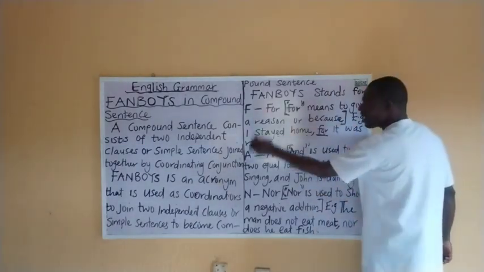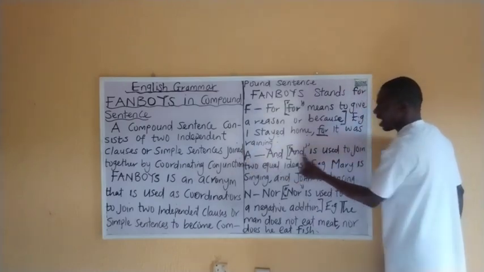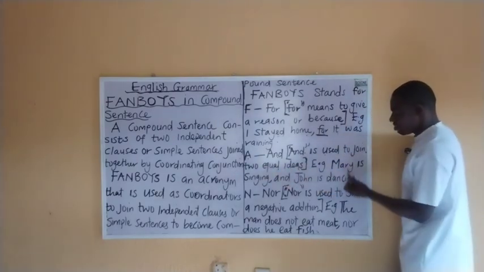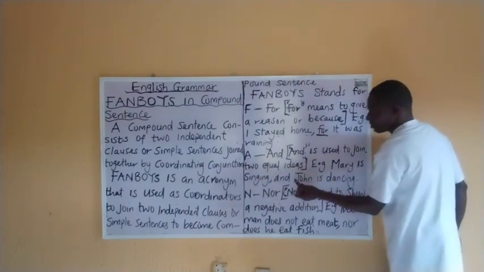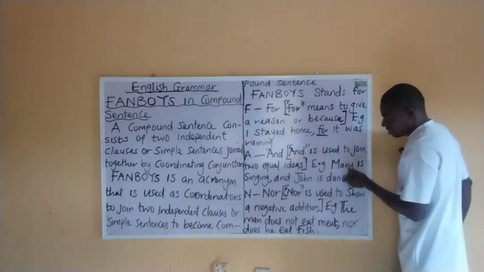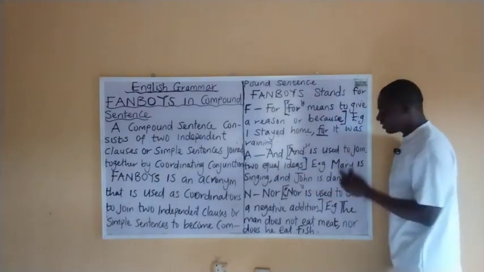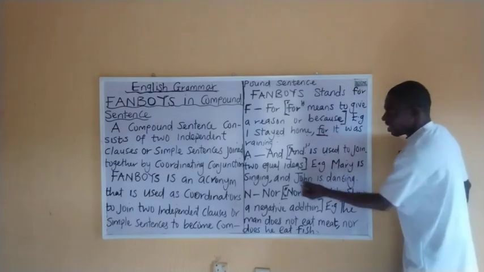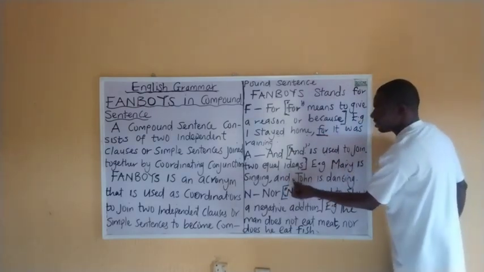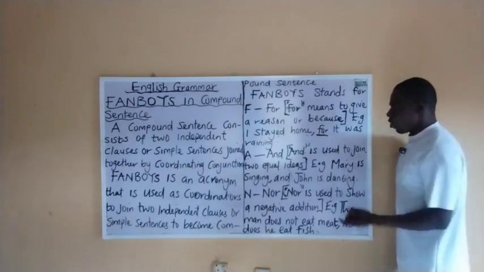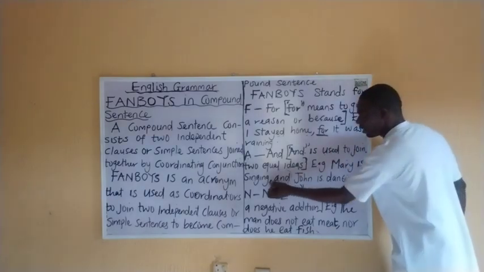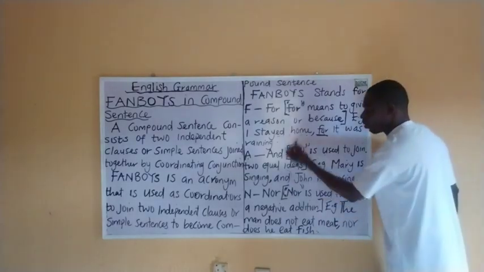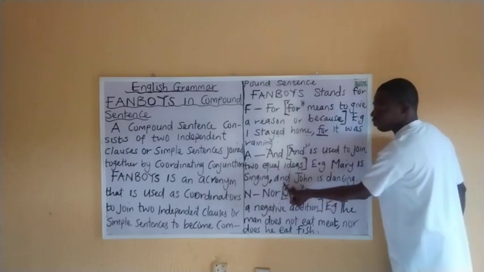Okay, next is A, and A stands for "and," which is used to join two equal ideas. For example: Mary is singing, John is dancing. These are two different ideas, but they are equal ideas. Mary is singing is one idea, John is dancing is another idea, and they are joined together by "and" to make what? A compound sentence. Take note, whenever two independent clauses or two simple sentences are joined by a coordinator, there should be what? A comma before the coordinator.